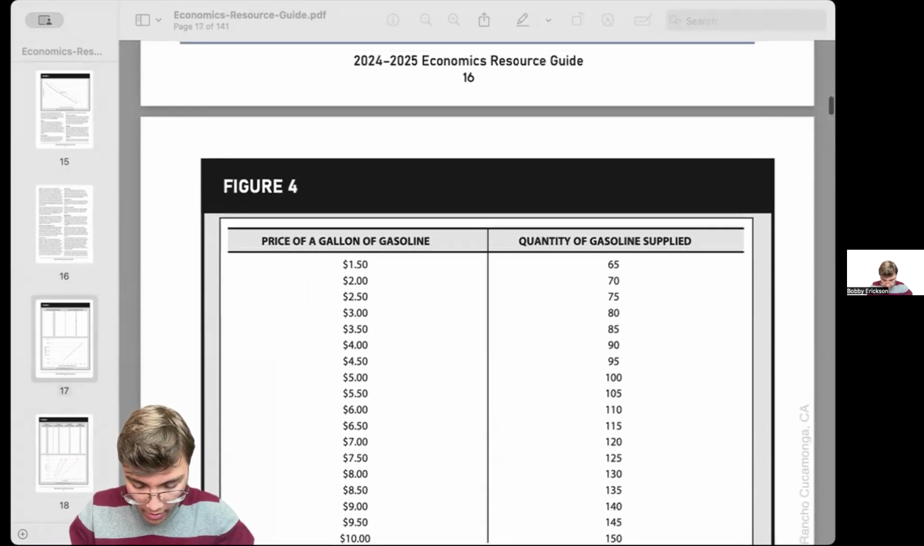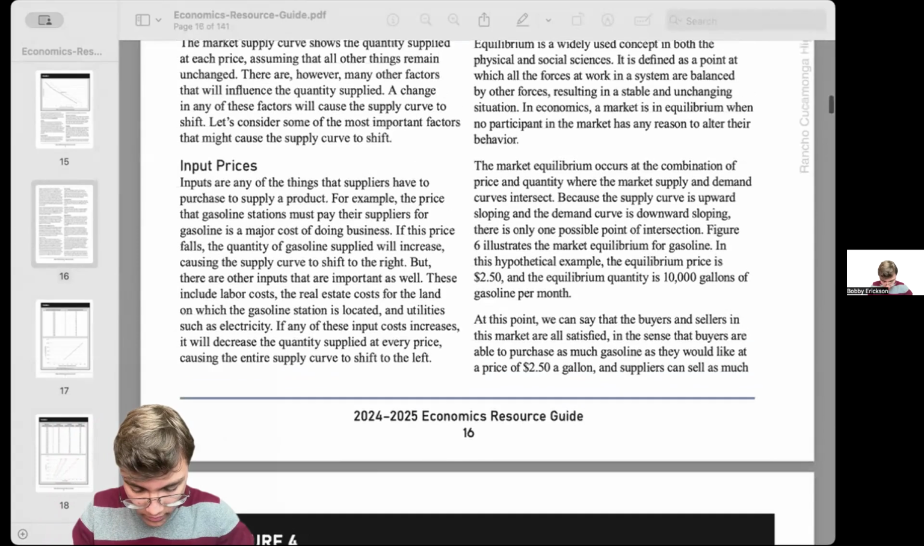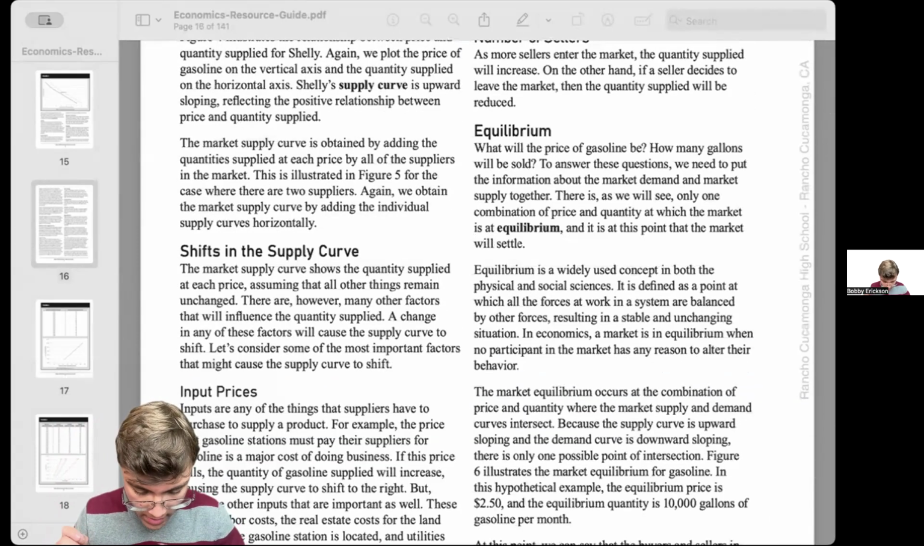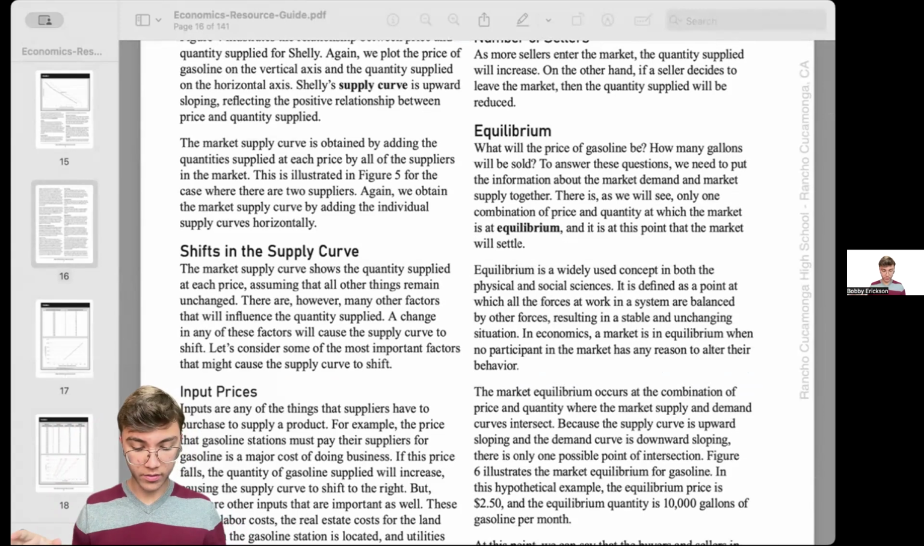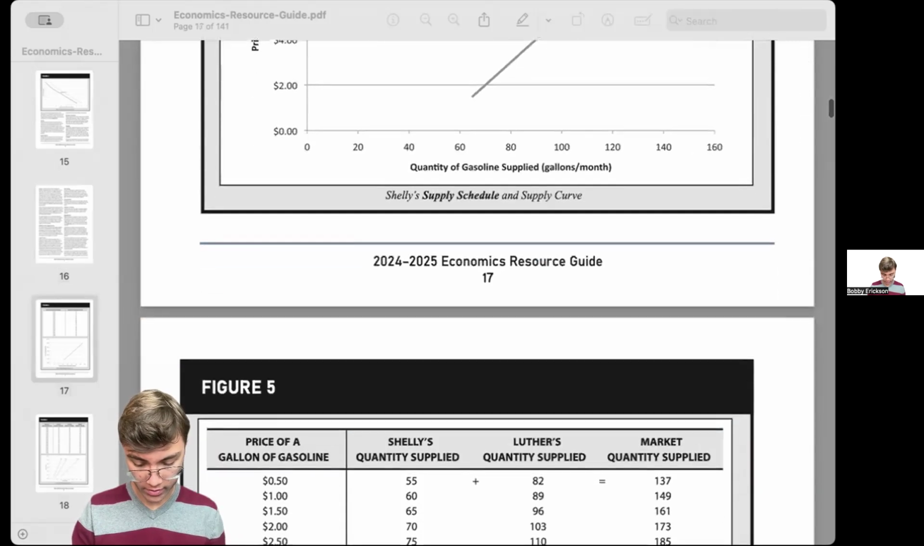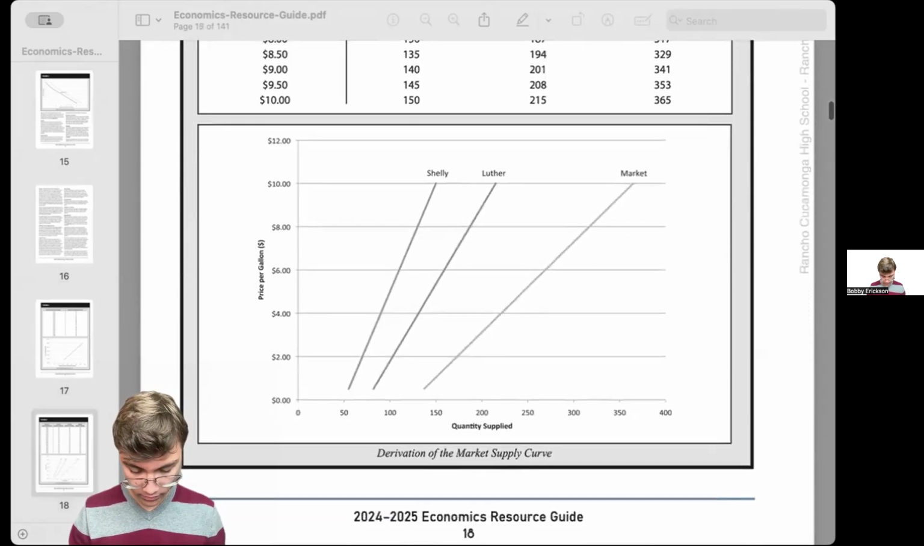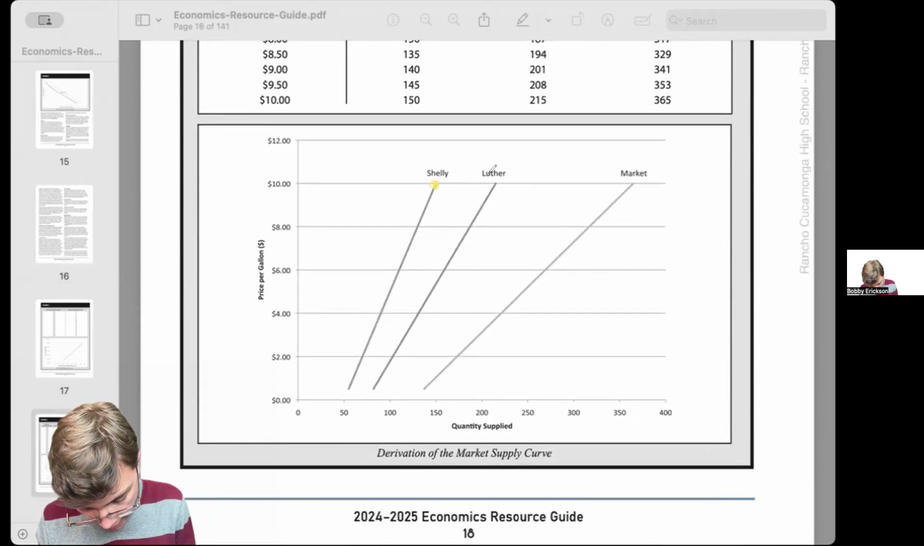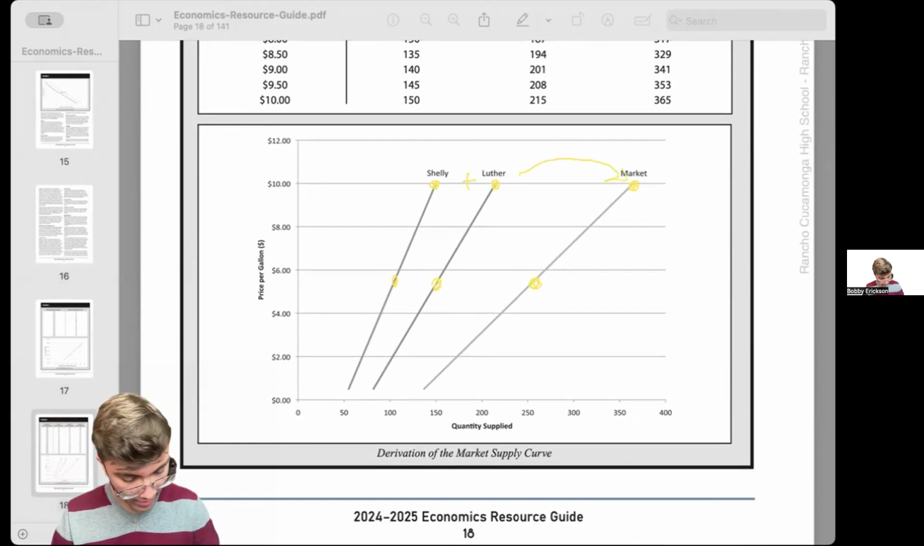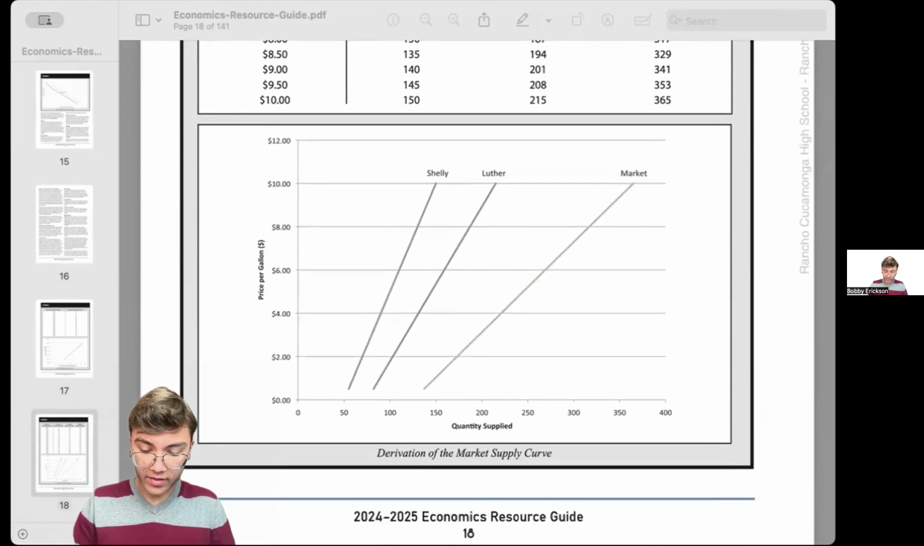So now we get to begin to understand what it means for all of the suppliers in the market to supply all of the quantities for the market. So you add them horizontally, just like you do for the demand. As you can see here, we add this point and this point, and we get this point in the market. So once again, it's just adding them to get to the final quantity.